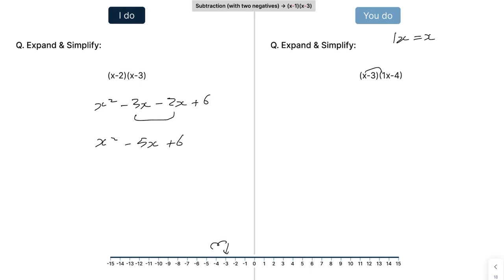So that's still going to be x times x, which is x squared. Or you can write 1x squared, it's the same thing. And then minus 4x minus 3x. And finally, it's a plus 12. So then again, you can use the number line on this. Starting at 4, we are moving 1, 2, 3 to the left. So that's x squared minus 7x plus 12.